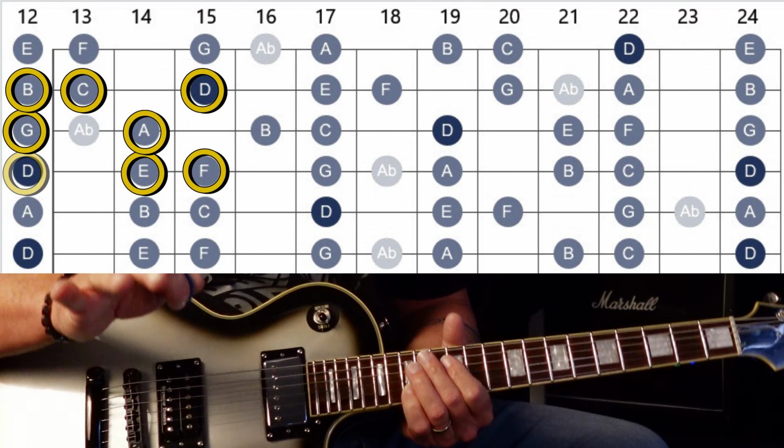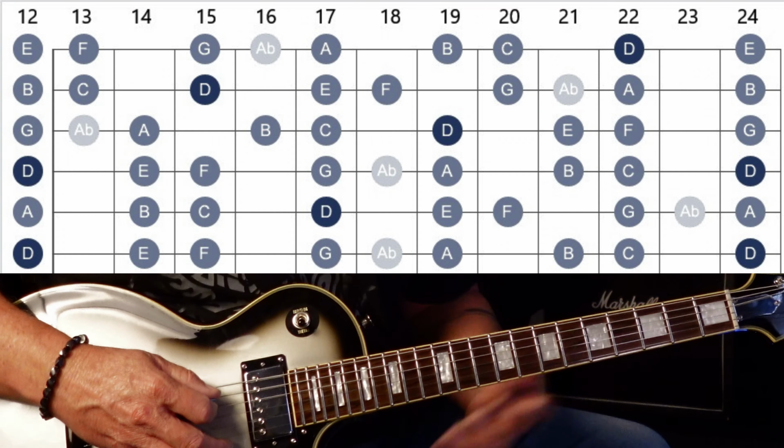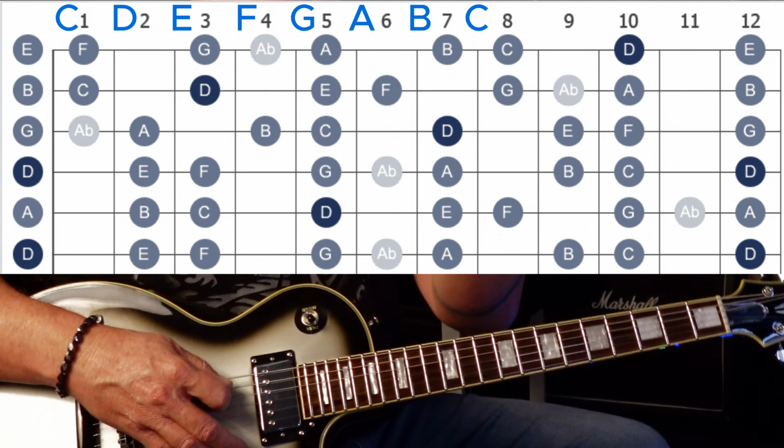Same exact scale, D Dorian. I'm just following the pattern of, if it were in C major, I'd be starting at the 2nd degree.